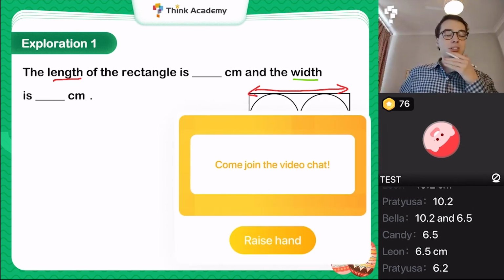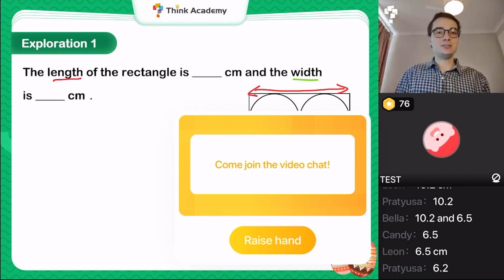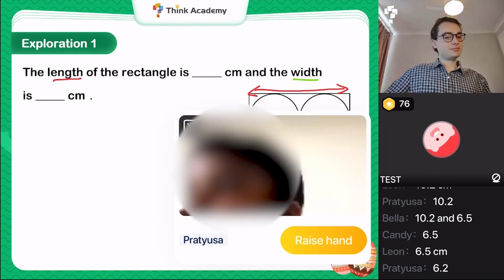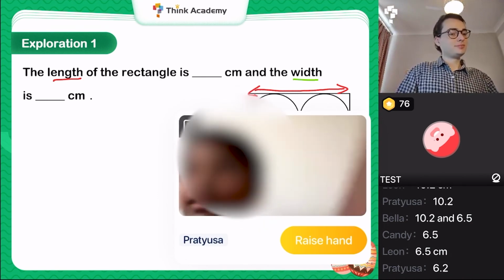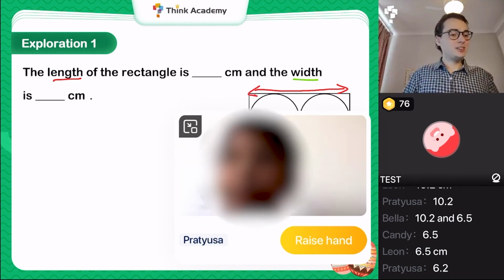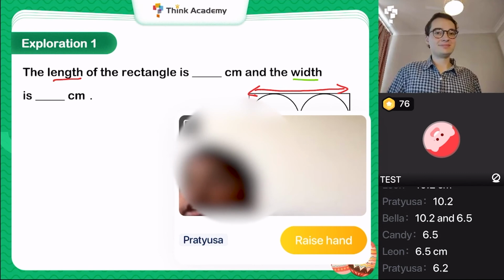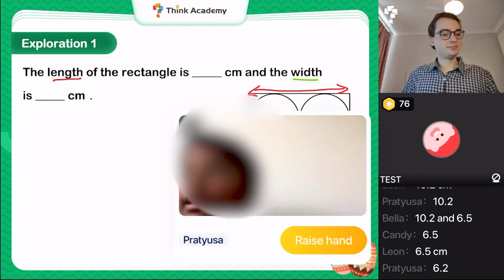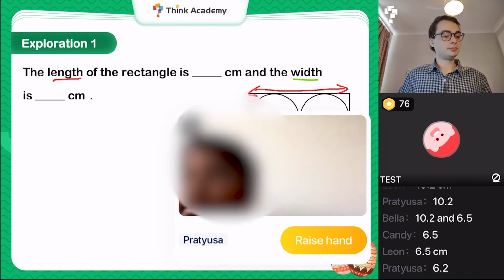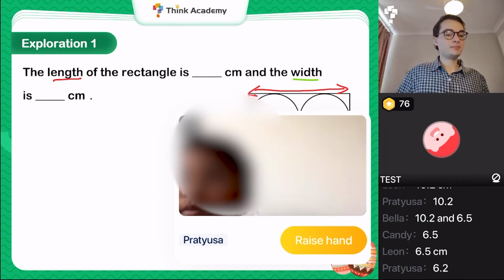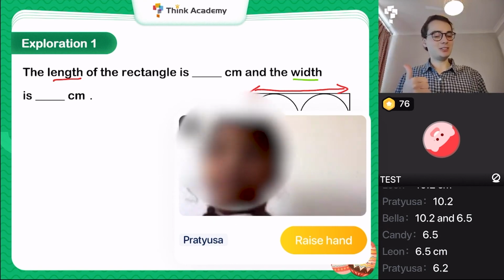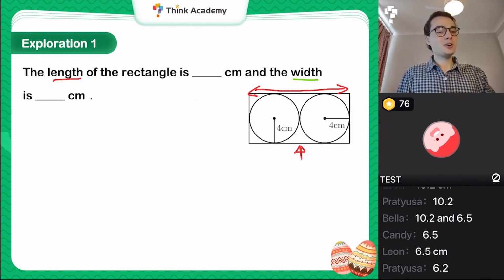let's see, would anybody like to put their hand up and tell me how they think we might find the length of this rectangle here? Okay, hello. Is it Pratyusa? Yes. We would find out the diameter of one of the circles, which is 8. Okay. And then we just double it to do both of them. Okay, excellent. Thank you very much for that, Pratyusa. I'm going to take you off there now so I can write that up on the board.